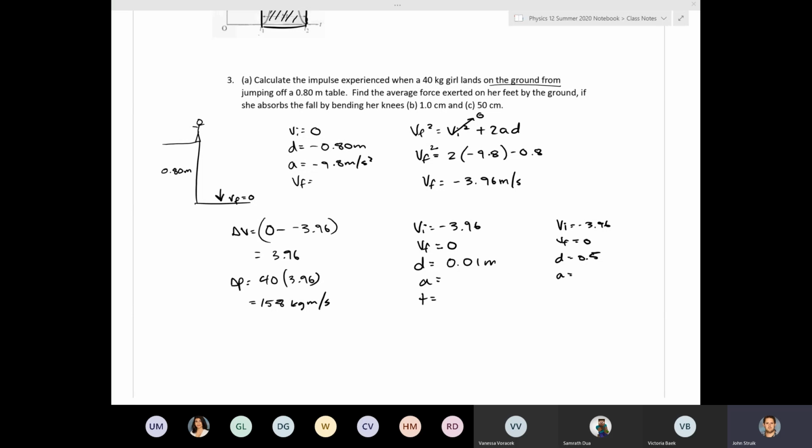Oh, where's that called? What formula did I use for the 0 minus? Oh, okay.